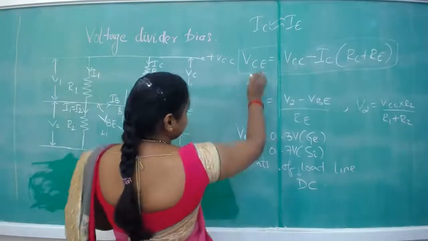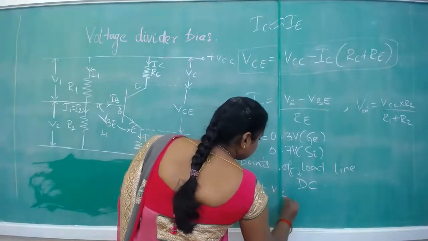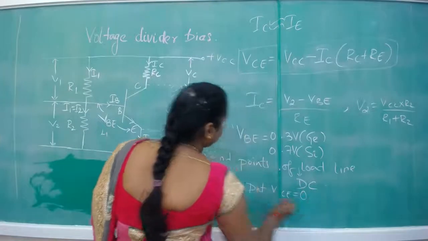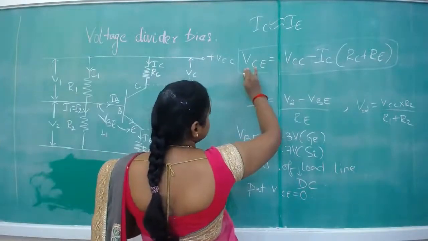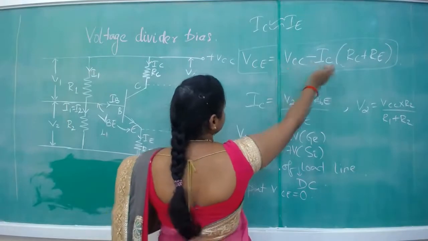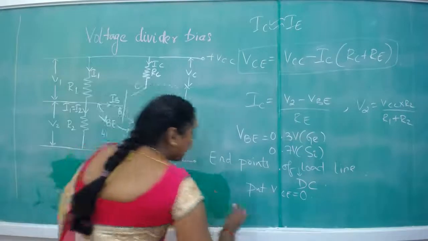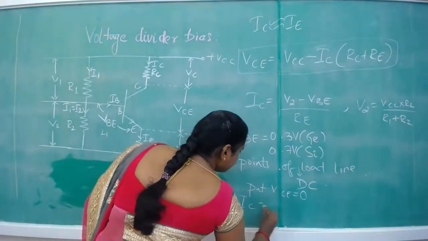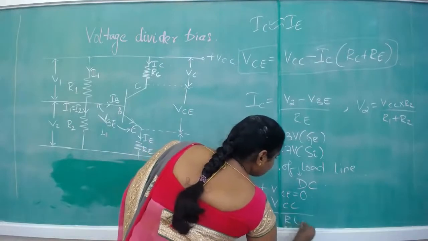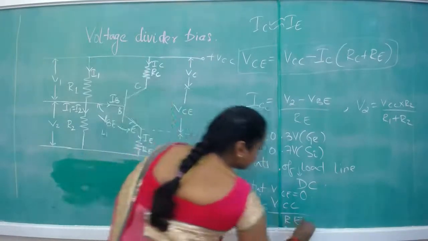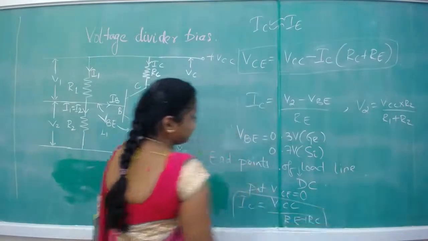For IC sat, in this expression, we put VCE equal to 0. If we put VCE equal to 0, what happens? VCC comes this side. Otherwise, this term is already positive. We will take IC this side. Both will become positive. So IC is equal to VCC by RE plus RC. This is the end point.